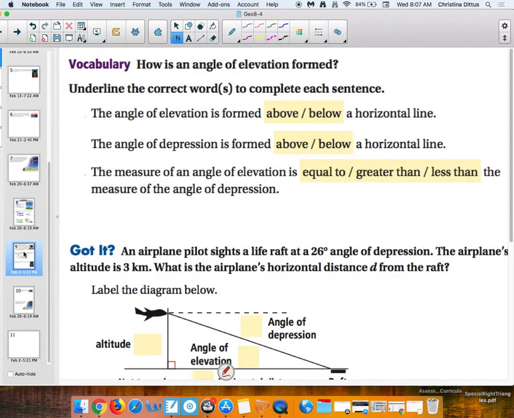Okay? More vocab stuff. Elevation is above or below the line? Above. Depression, above or below? Below. How does an angle of elevation compare to an angle of depression? What did I just tell you? Equal, because they are alternate interior angles.